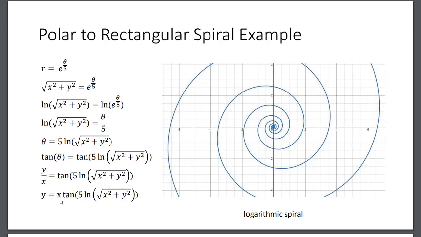And when you graph it using a graphing tool in the real number plane, you get this graph here. This is a logarithmic spiral. And we have it spiraling down and down and out and out. And it goes infinitely small and infinitely large.